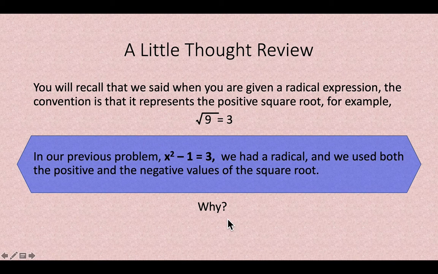So let's do a little thought review. So in our previous problem, we had a radical and we used both the positive and negative values of the square root. But when we were given the radical, we don't. And so, I want you to articulate why that is. How would you explain that to someone else? So write down your explanation for that. When you have that, come back to me.